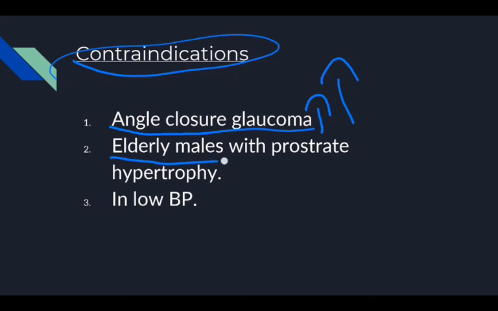Second thing is elderly males with prostate hypertrophy. What happens in these patients is the enlarged prostate will cause urinary retention. It will compress the urethra and not allow the passage of urine. So if we give these drugs in them, then there will be further urinary retention. And in low BP, as we know, these drugs cause bradycardia and hypotension, so they are contraindicated in low BP.